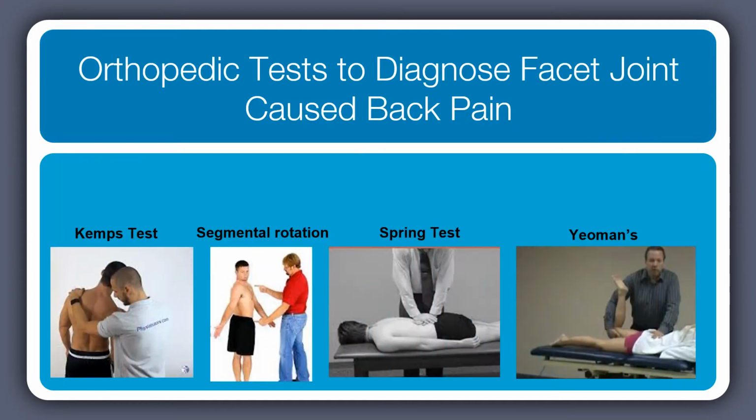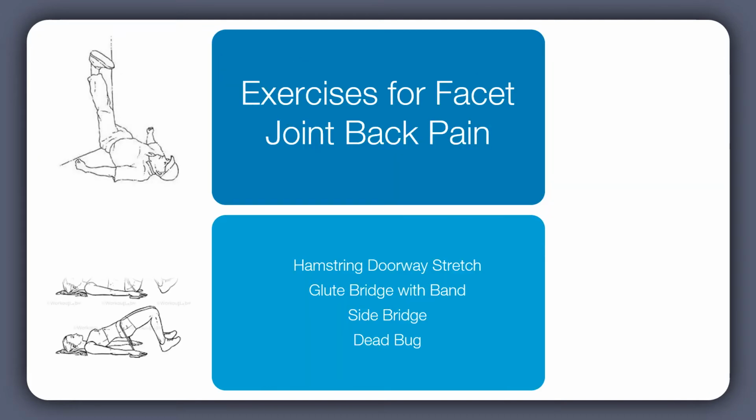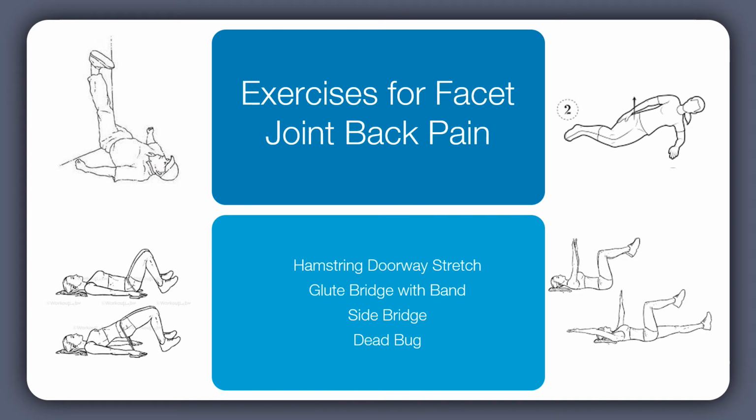So in the clinic, we often use orthopedic tests to diagnose facet joint pain. I won't go through all of these, but I'll just mention that the orthopedic tests that are the most useful are the Kemp's test, segmental rotation, the spring test, and Yeoman's. All those can help to determine if it's the facet joint that's causing back pain. So the exercises that are most often used for facet joint related back pain are the hamstring doorway stretch, a glute bridge with band, the side bridge, and dead bug.